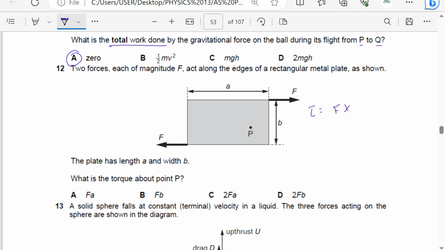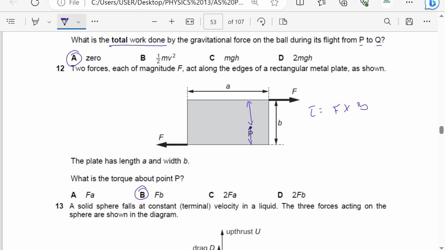Since they are forming what we call a couple, a couple is the product of one of the forces times the perpendicular distance between the two forces. So the torque produced by a couple at point P is going to be the product of one of these forces times the perpendicular distance B. So that means the answer is going to be B. We don't need to mind about finding the other distances.